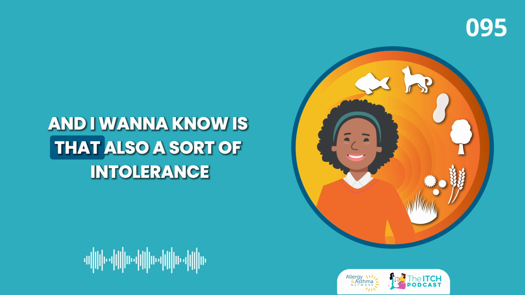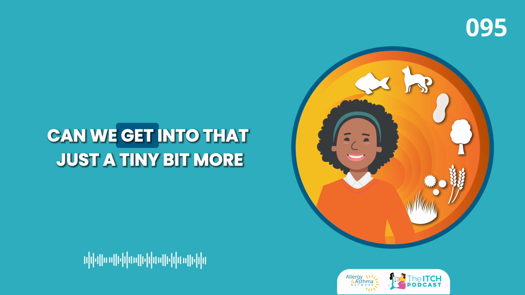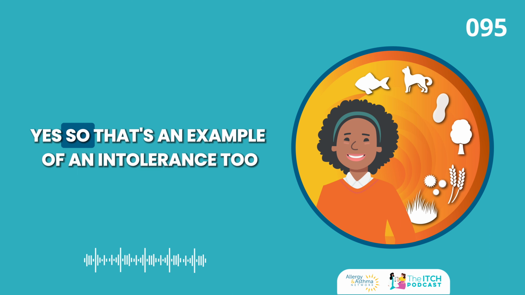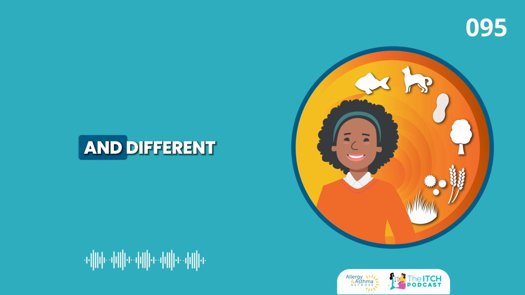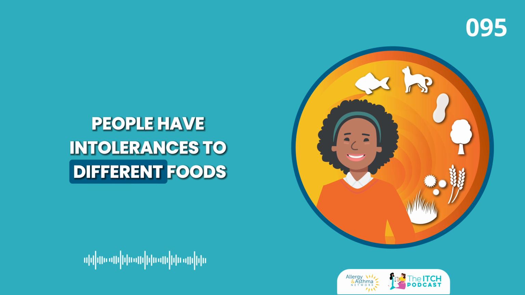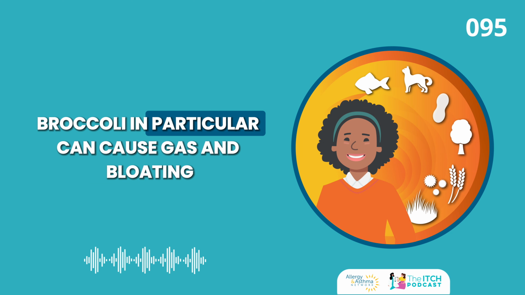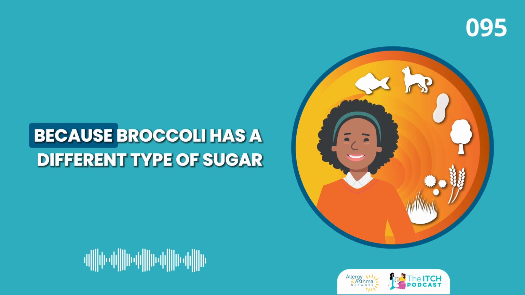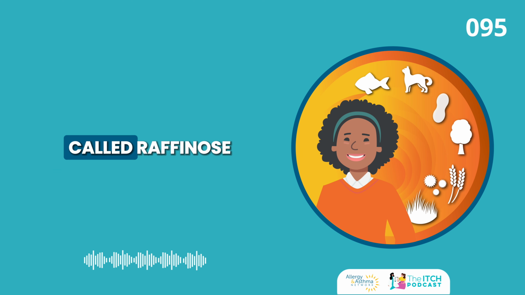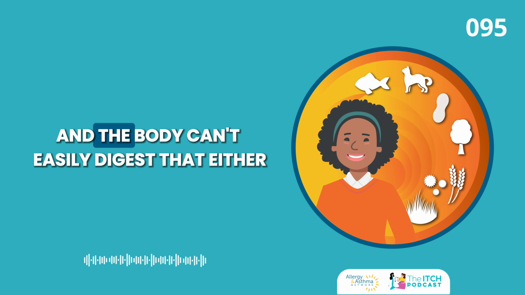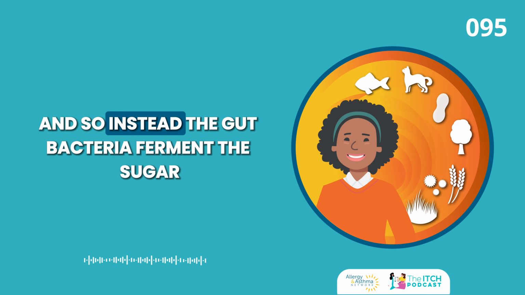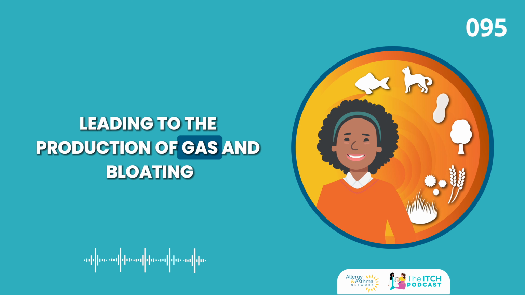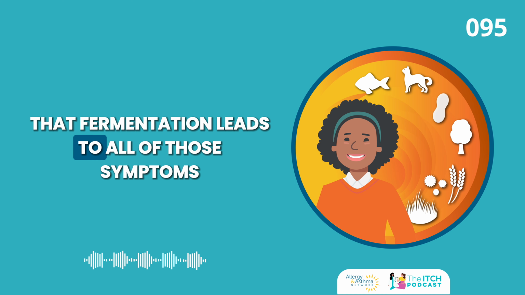And I want to know, is that also a sort of intolerance? Can we get into that just a tiny bit more? Yes. So that's an example of an intolerance too. And different people have intolerances to different foods, but broccoli in particular can cause gas and bloating and all of these types of symptoms because broccoli has a different type of sugar called raffinose, and the body can't easily digest that either. And so instead, the gut bacteria ferment the sugar, leading to the production of gas and bloating. That fermentation leads to all of those symptoms.